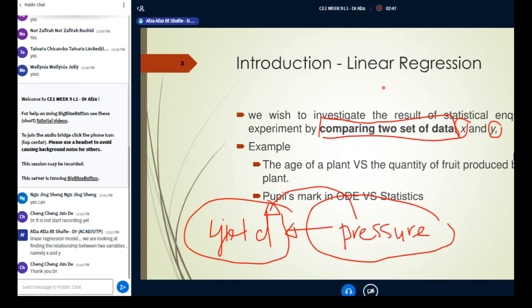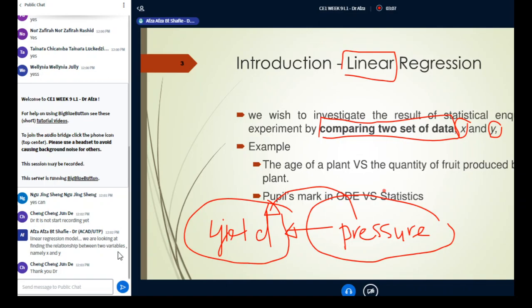Basically, this is what we have. So for example, the age of a plant versus the quantity of fruit. That means the age and the number of fruits produced by the plant.